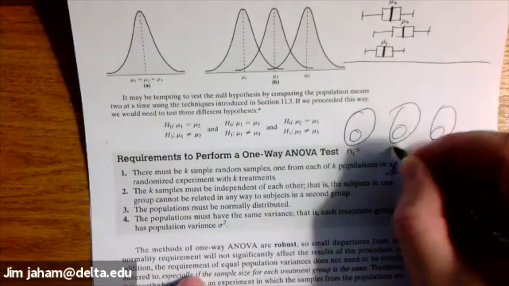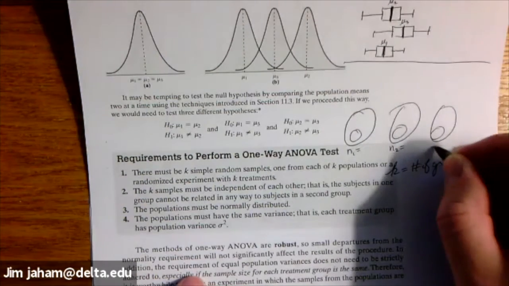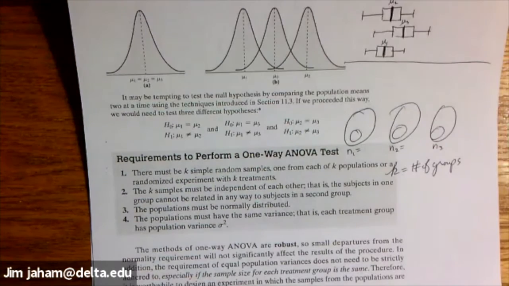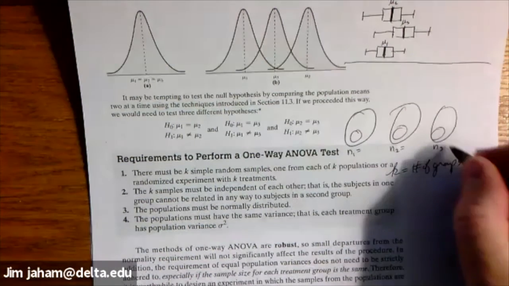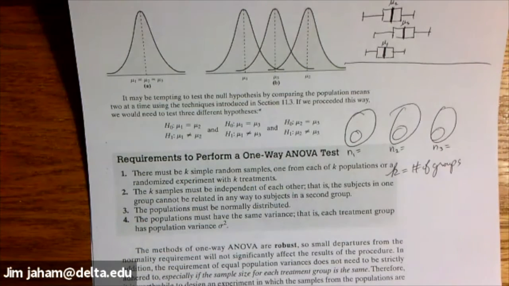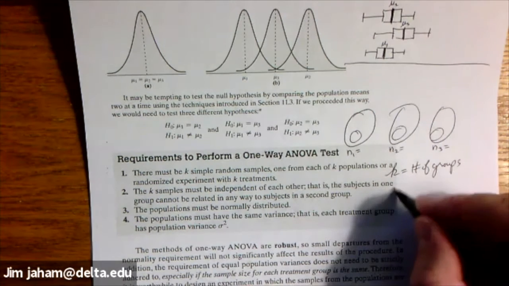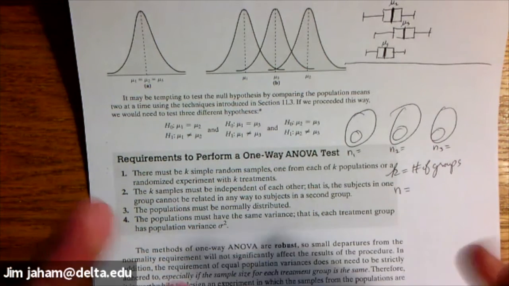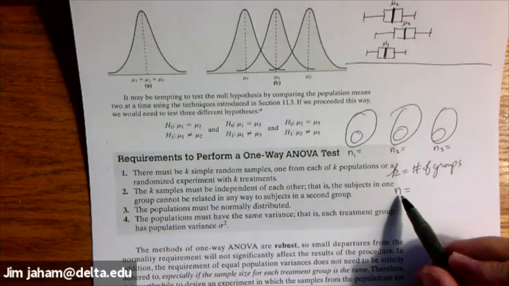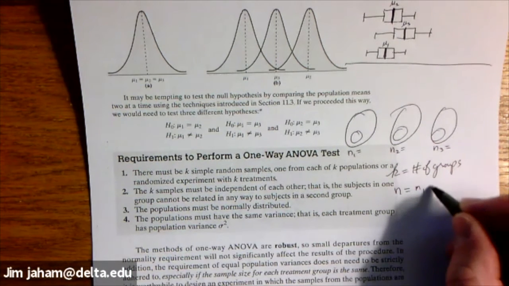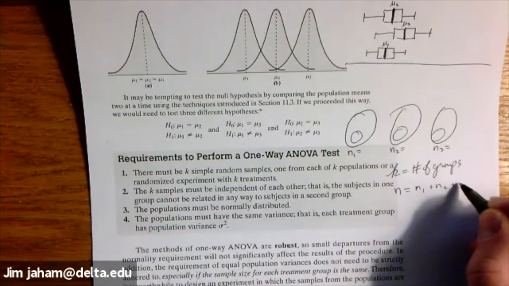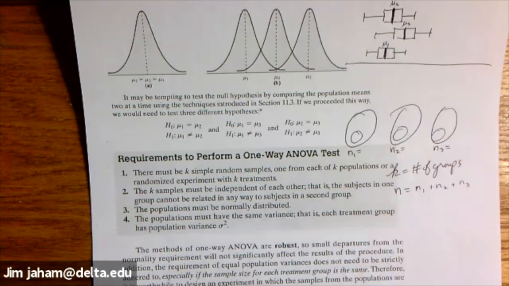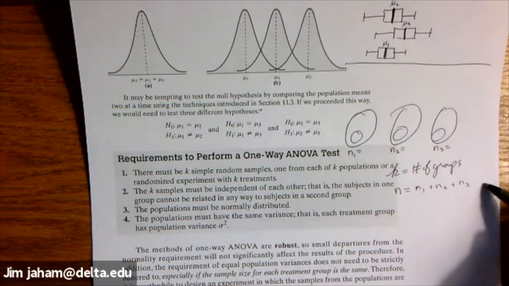N1 will be the sample size of the first group. N2 will be the sample size of the second group. And N3 will be the sample size of the third group. You'll be asked to calculate the pooled sample size, the overall sample size, just N. And that comes from just adding the sample sizes of the three groups. And again, if there was a fourth group, then you just tack on plus N4 here.